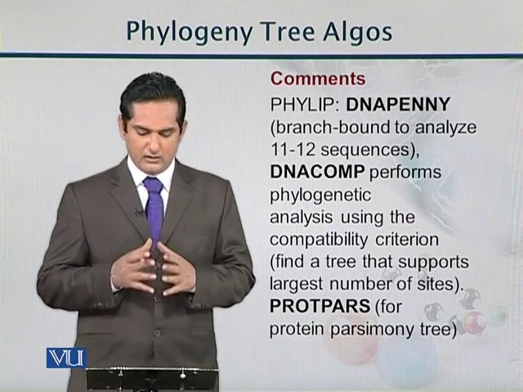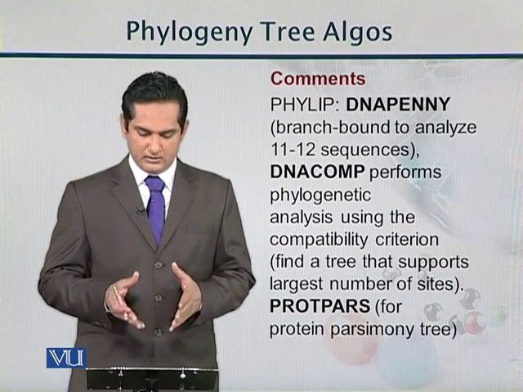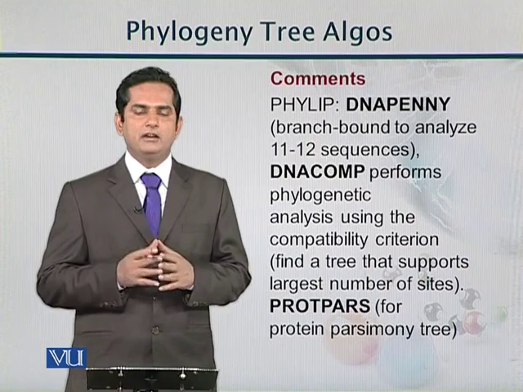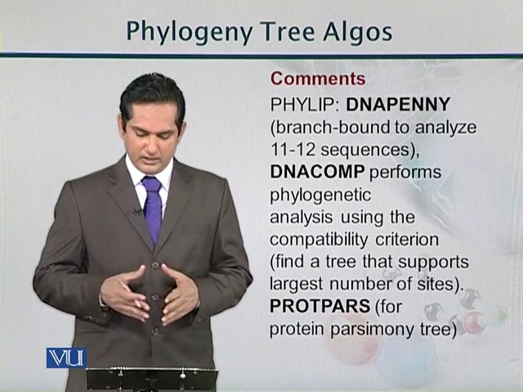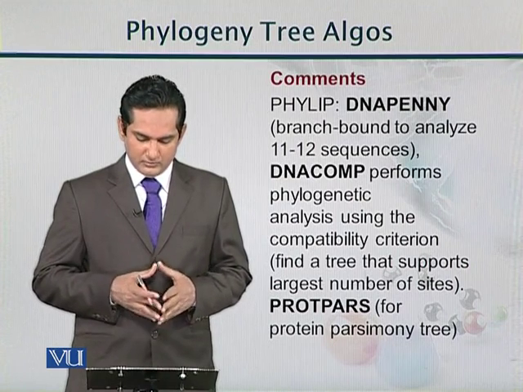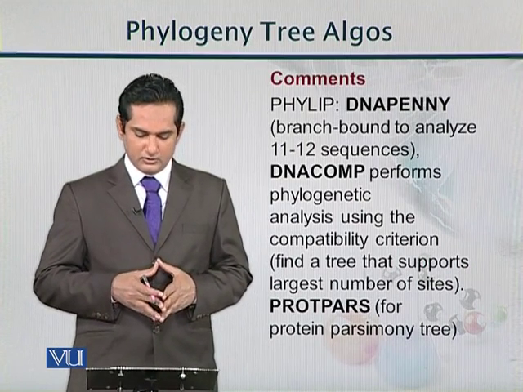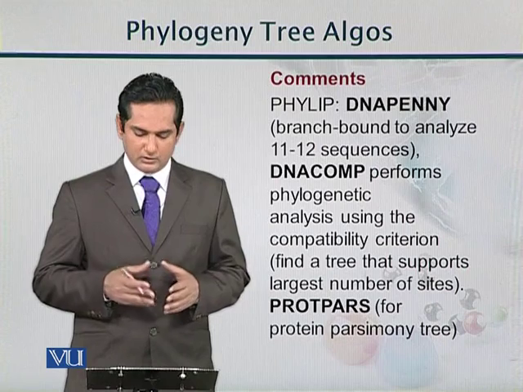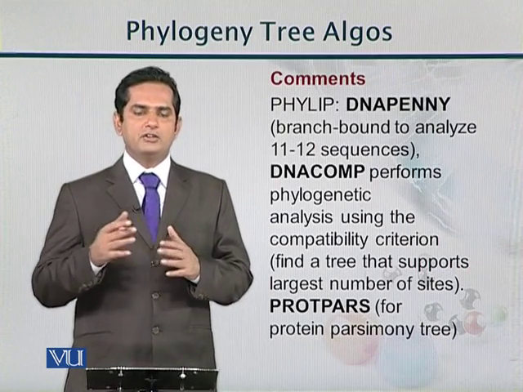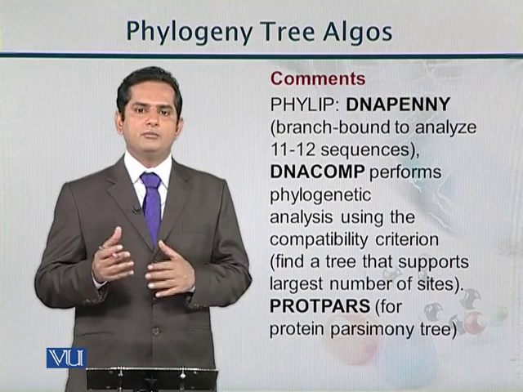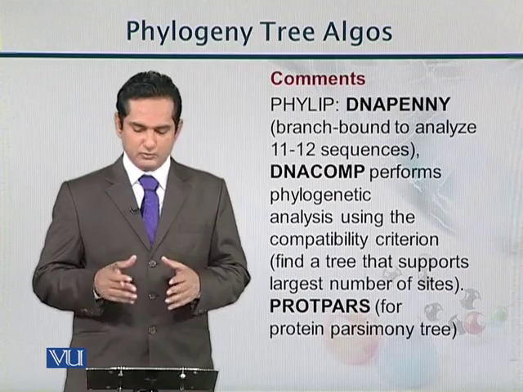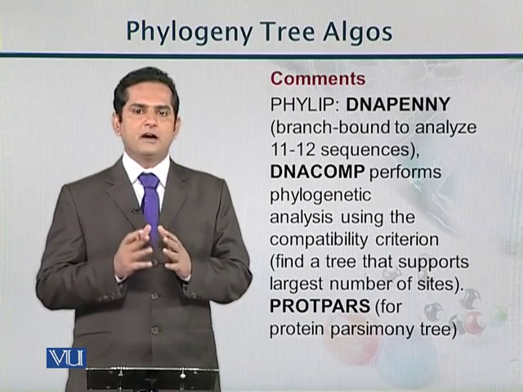We have different software available, such as PHYLIP, which is very good when we have only 11 to 12 sequences. Then we have DNAcomp, which performs phylogenetic analysis using compatibility criteria. Compatibility criteria means that it will give a tree which can handle a very large number of sequences. And then we have protpars, which is used for building parsimony trees for protein sequences.